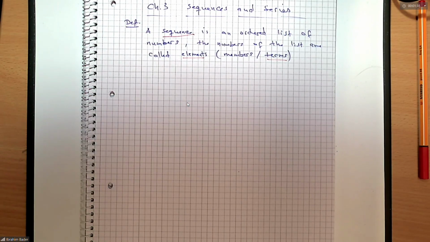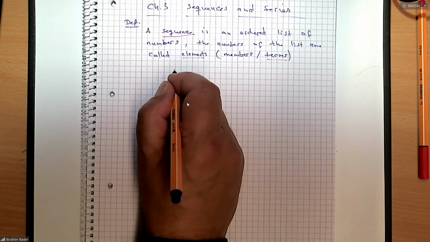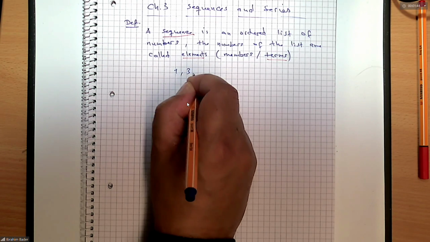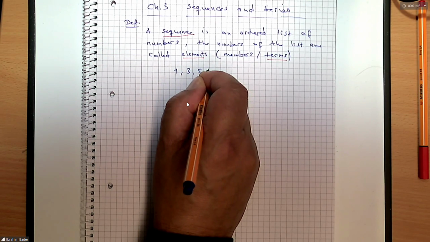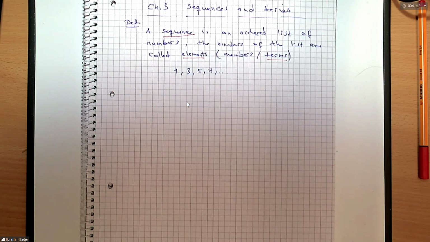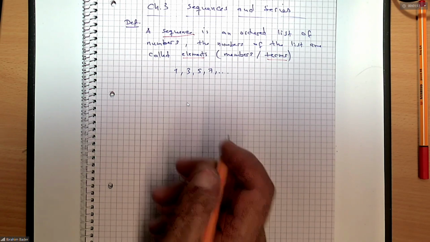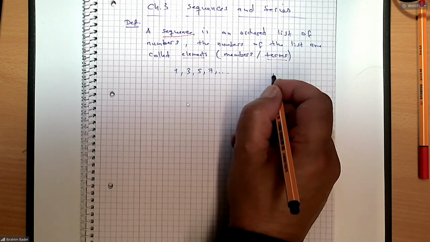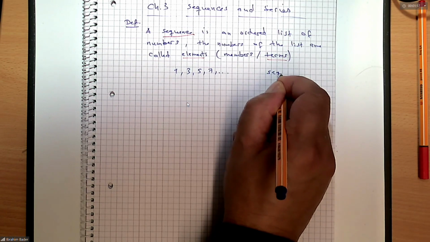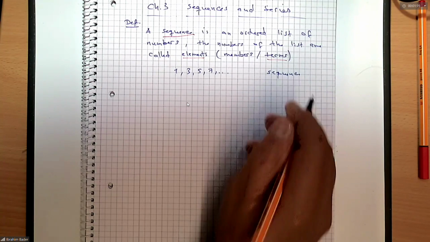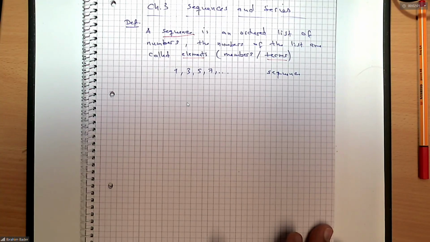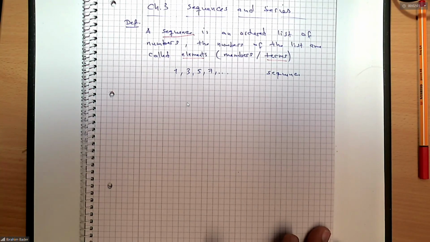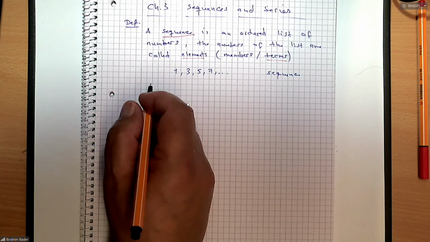Now, formally, a very simple sequence, let's say 1, 3, 5, 7, etc., is the sequence that contains the odd numbers. So this is a sequence. Okay.